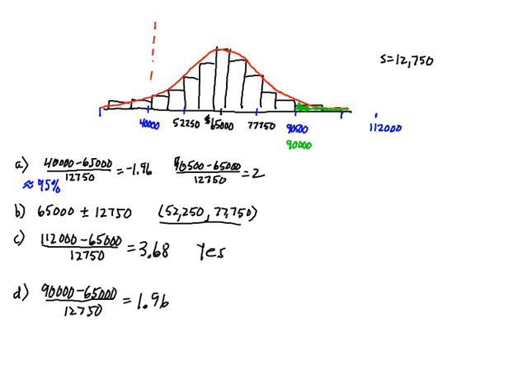The empirical rule tells us that at the 2 standard deviation mark, approximately 95% of the home values will fall somewhere between those two values. Approximately 95% of the homes will be priced between 40 and 90. Now, that leaves 5% of the home prices left.